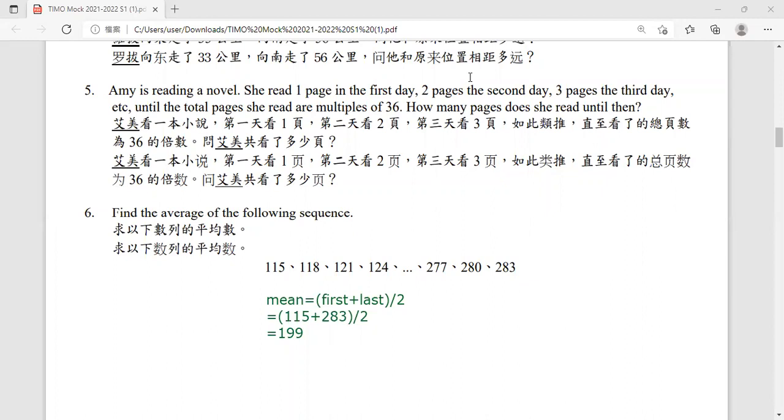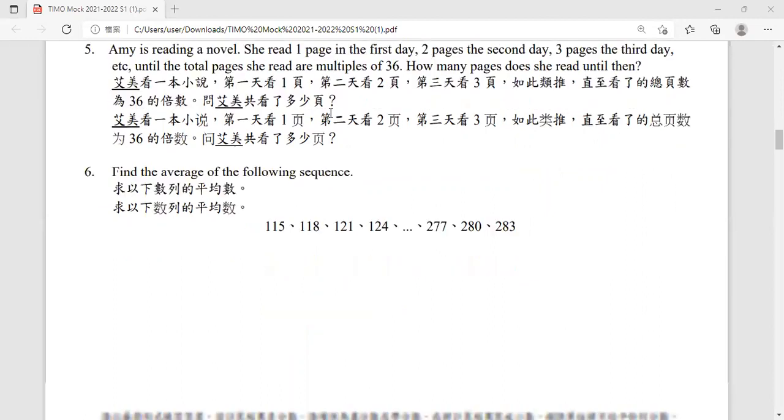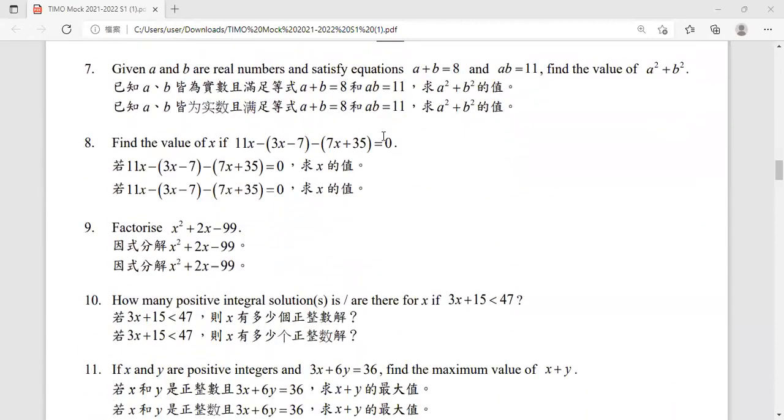Okay, any question? Okay, let's see. Is it 42? Oh, let's see.